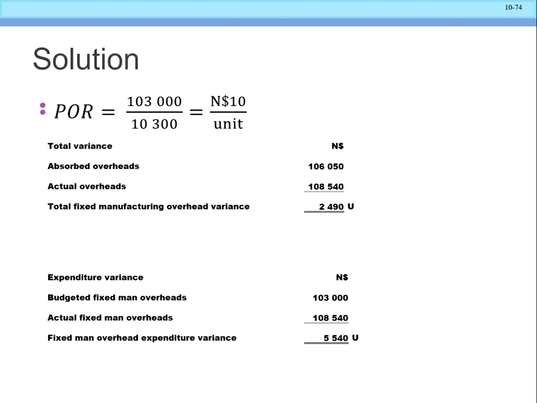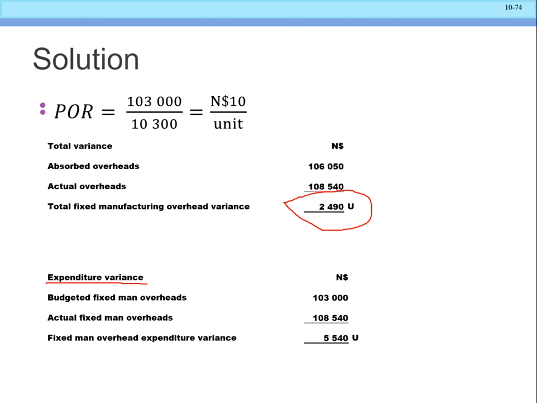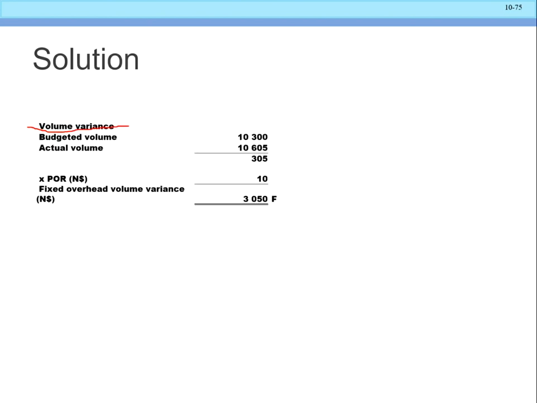So when we do the expenditure variance and the volume variance, our interest is simply to look at what has caused under absorption of overheads in this case. The first thing that caused under absorption was that the total budgeted overheads, which we used in our POR, were less than what we actually incurred. The other thing that happened was the actual volume was also different from what we planned. Therefore, that's why we had under allocation of overheads.